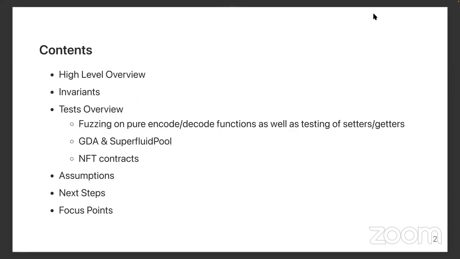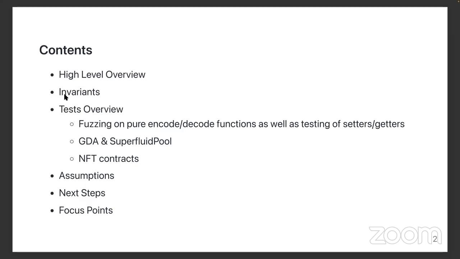So I'm just going to go over the contents. Start with a high-level overview, go over some of the invariants I've thought of so far. I just thought of this for a few minutes, so I haven't thought of it very, very deeply. There's probably a lot more invariants. I'm going to go over quickly some of the testing that I've done for this so far.